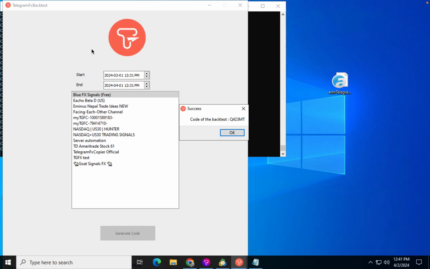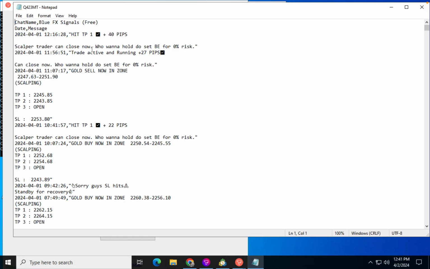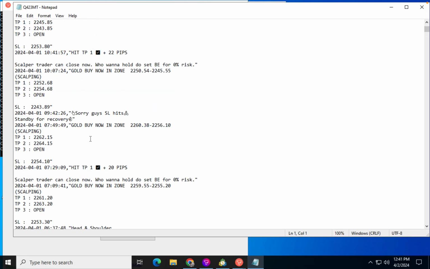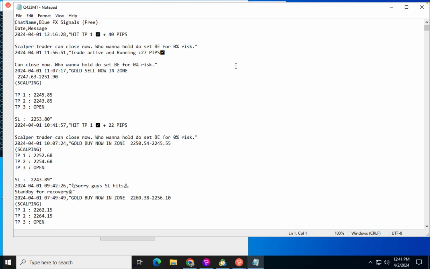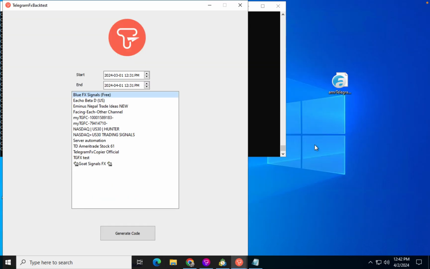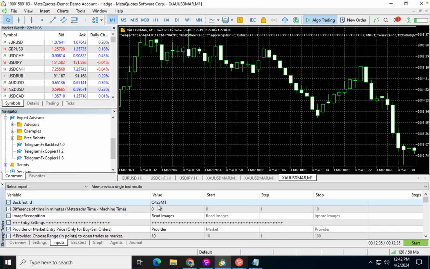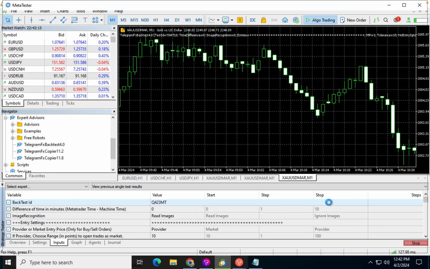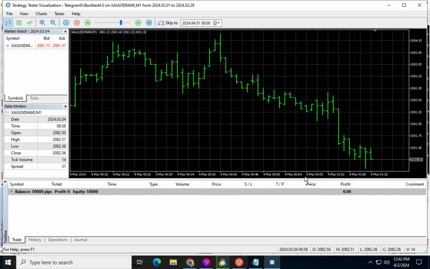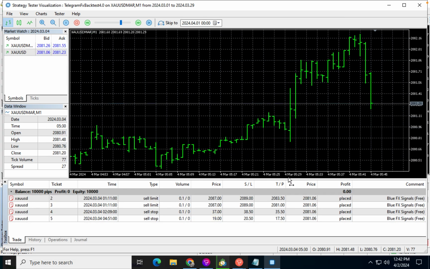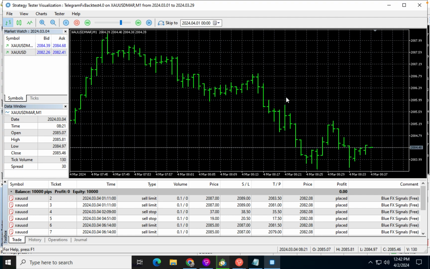All right, so we've finished extracting the historical trade data. We've got our backtest code. You can see that we actually have the data extracted here, so you can see all the orders, the signal channel, the dates, and I've gone ahead and entered this in the backtest ID field of the backtest EA, and we'll just go ahead and click start. And we'll come back when the backtest is finished.